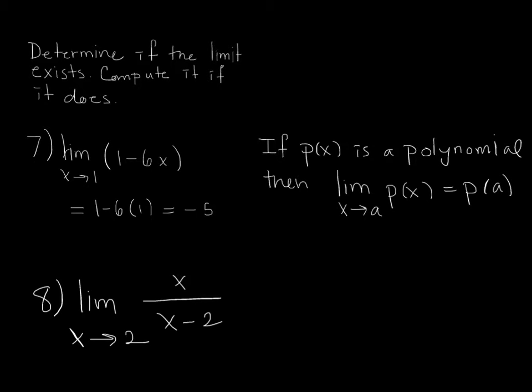What I mean by this is if we plug 2 into the denominator, we have 0, and if we plug 2 into the numerator, we have 2. So this limit does not exist. And we can move on to the next one.